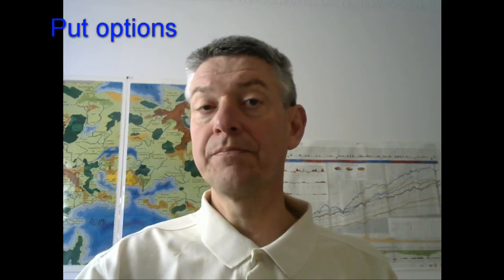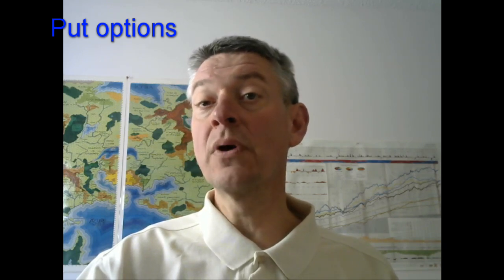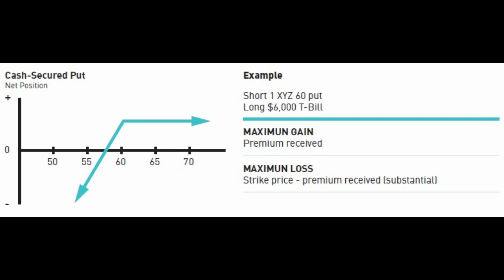Put options. A put option is a financial contract that gives the buyer the right, but not the obligation, to sell a specified quantity of an underlying asset, such as a stock, bond, or commodity, at a predetermined price, called the strike price, within a specified time frame until the expiration date. The seller or writer of the put option is obligated to buy the underlying asset at the strike price if the buyer chooses to exercise the option.